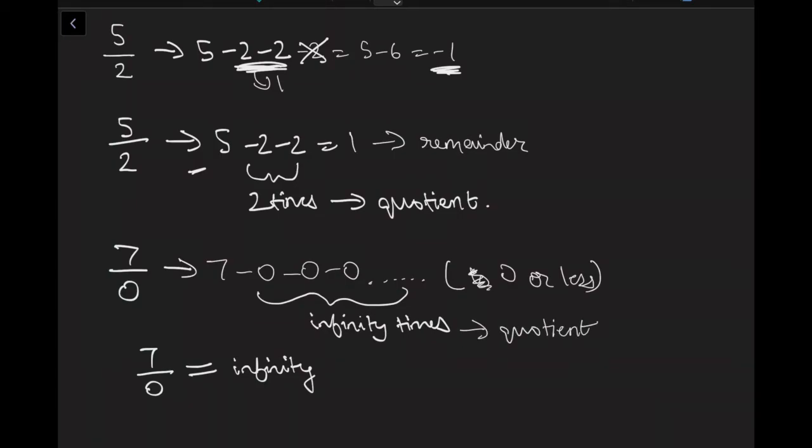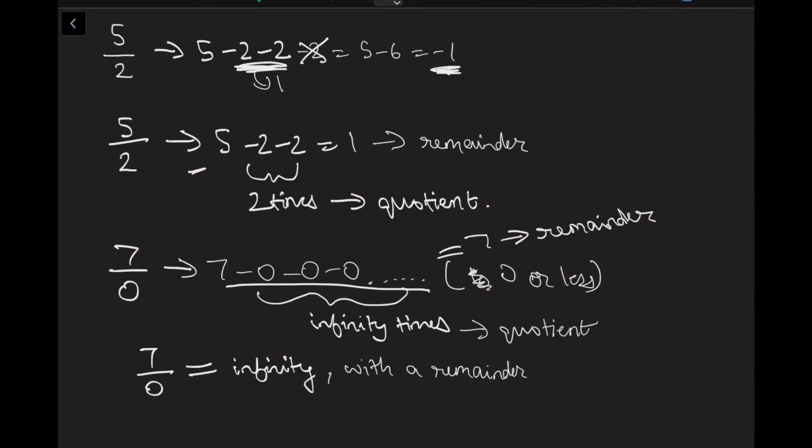Now if you think of the remainder, if you really think about it, then you're going to have this procedure going on, and this is always going to be equal to 7. So that means 7 is going to be the remainder. And that's your answer. So any number divided by 0 is equal to infinity, or you can call it undefined, with a remainder of that number, which is 7 over here.